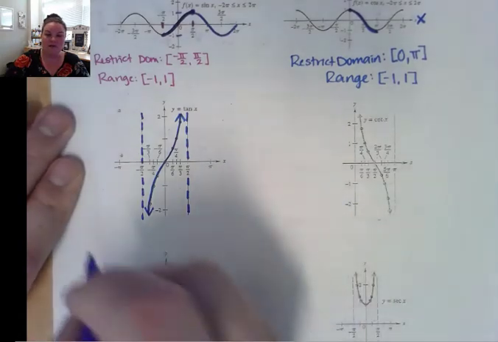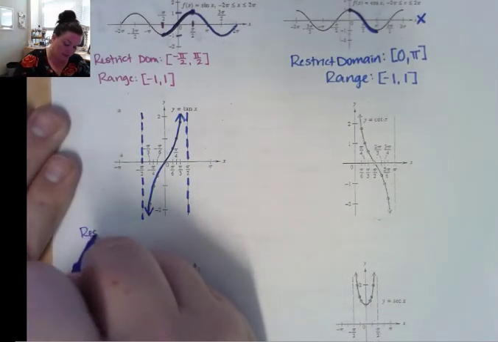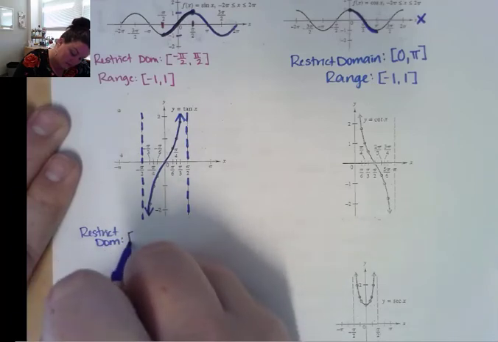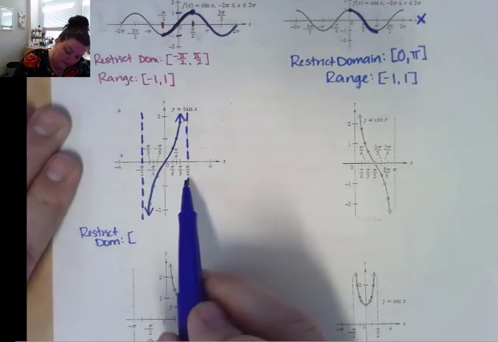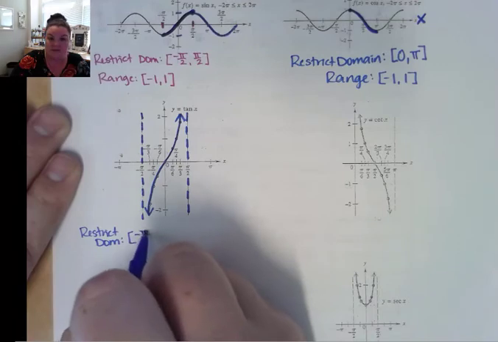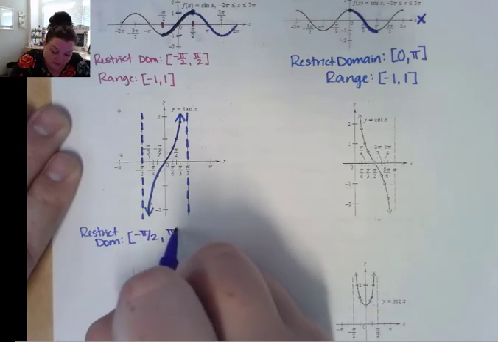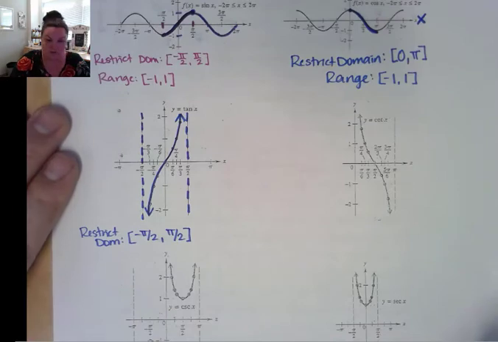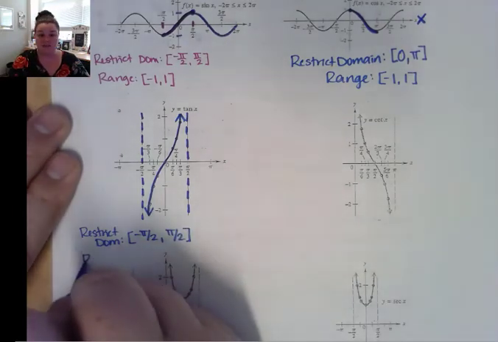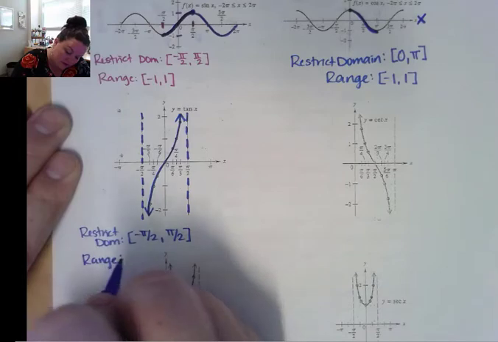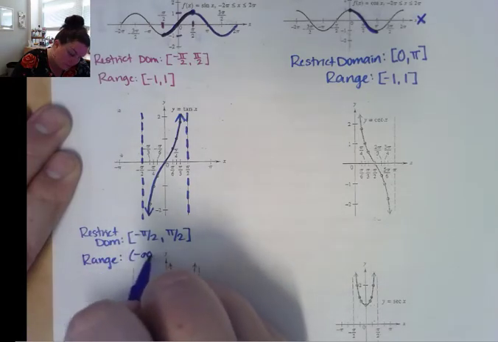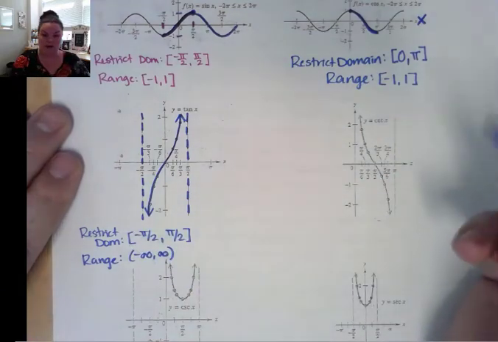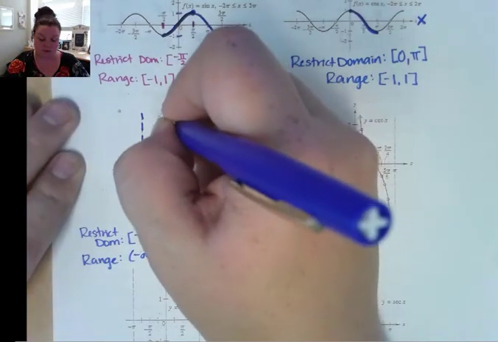So I'm going to go ahead and write down here that my restricted domain is going to be from asymptote to asymptote, right? So -pi/2 to pi/2. So I actually get a full cycle of tangent, right? And then our range values are -infinity to infinity, right? Because it just keeps going and going. We don't have to restrict it.